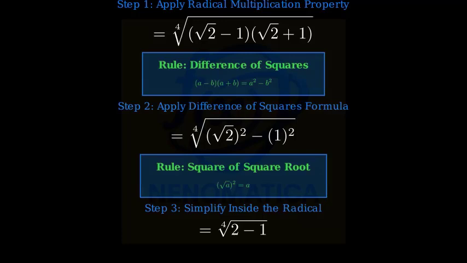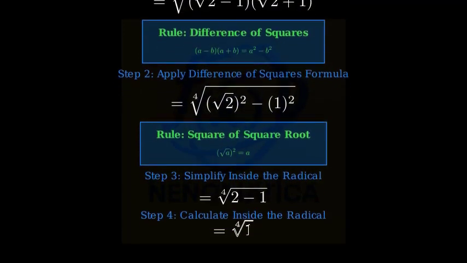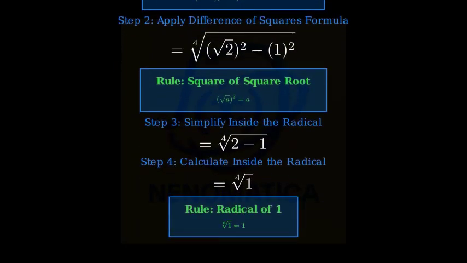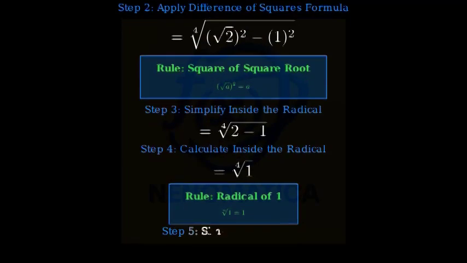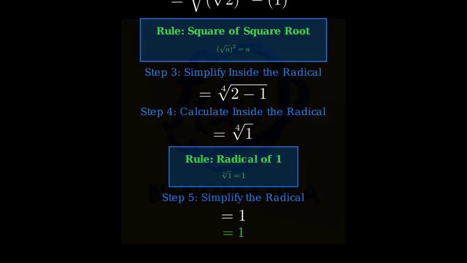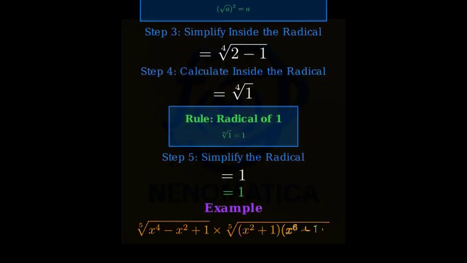For step 4, we'll further simplify the expression inside the radical. 2 minus 1 equals 1, so we have the fourth root of 1. For our final step, we'll simplify the fourth root of 1. Any number raised to the power of 0 equals 1, so the fourth root of 1 is 1. Therefore, our answer is 1. Let's move on to our second example. This time, we need to evaluate a more complex expression.